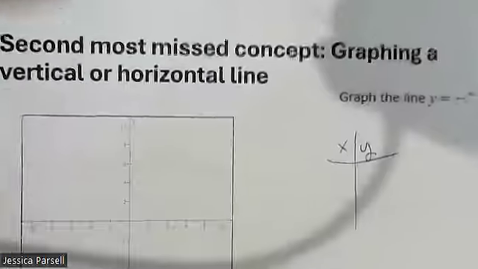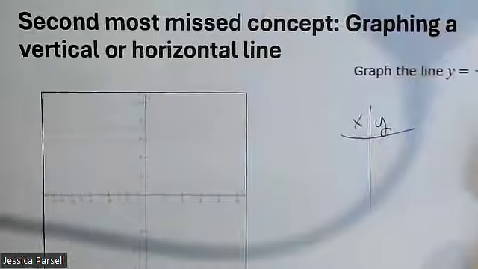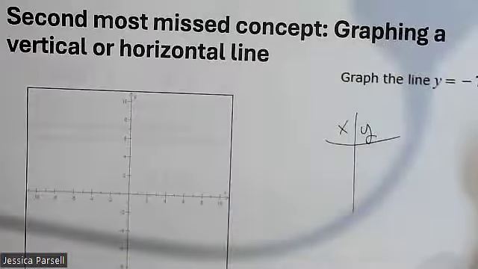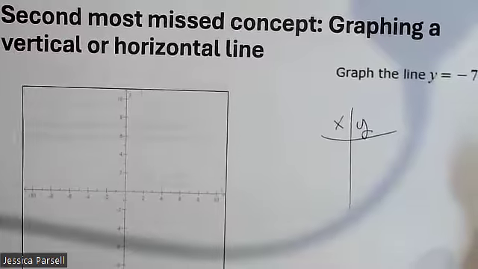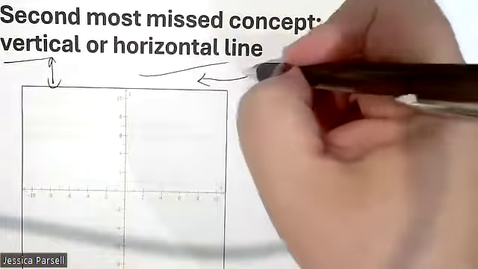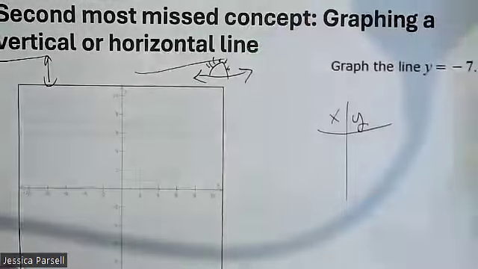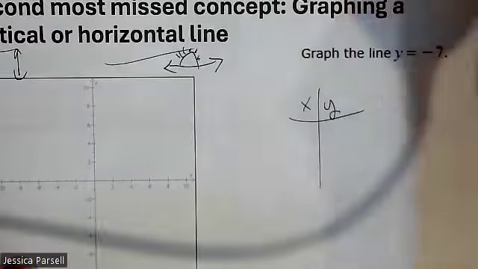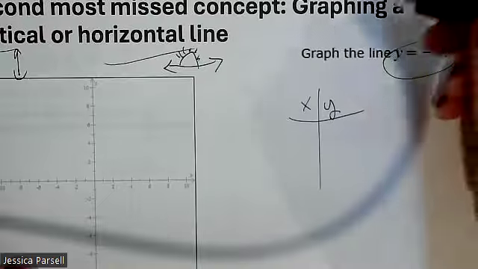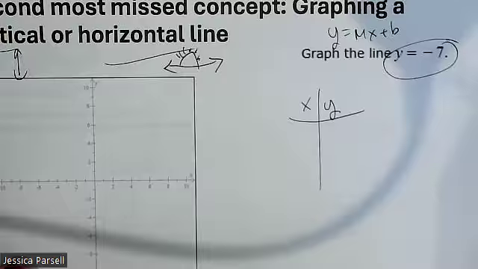Okay, so this one is always a surprise to me after 20 some years of teaching, that we have trouble graphing vertical and horizontal lines. So this was the second most missed concept. So vertical or horizontal. Remember, vertical is up and down, horizontal is left to right, like the sun comes up on the horizon. Okay, so when they give you the graph, the line y equals -7, it doesn't look like y equals mx plus b, right?